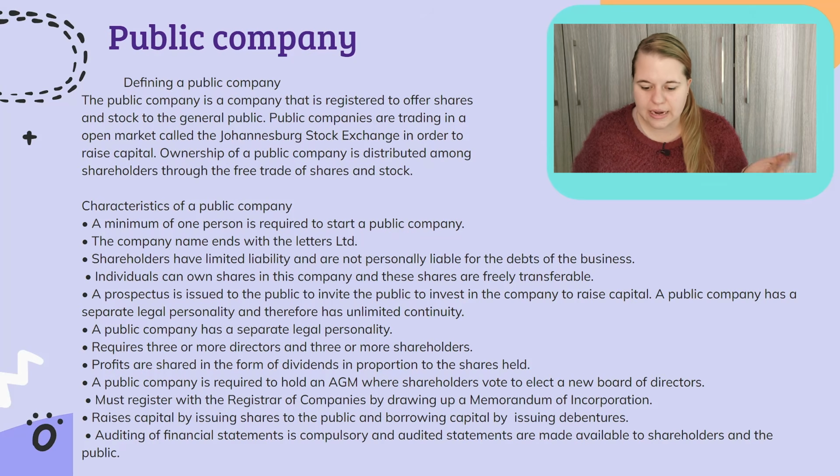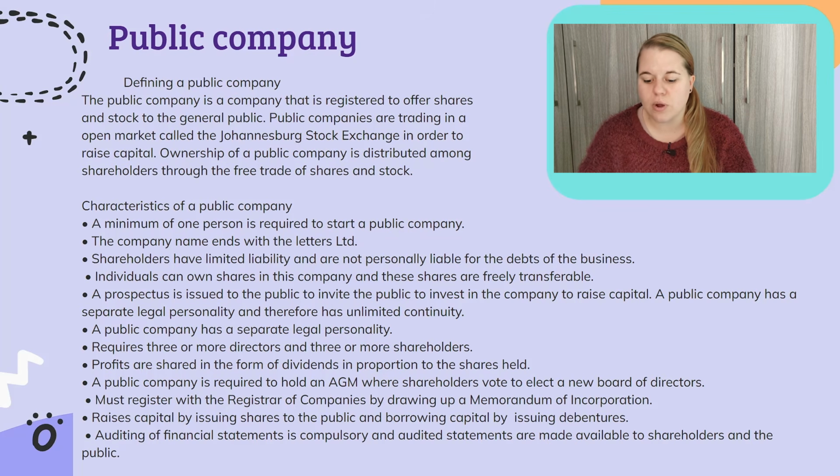Okay, once again, a public company has a separate legal personality. There's just a bit of a repeat there. It requires 3 or more directors and 3 or more shareholders. You see the difference there as well. Okay, 3 directors, 3 shareholders. Profits are shared in the forms of dividends in proportion to the shares held.